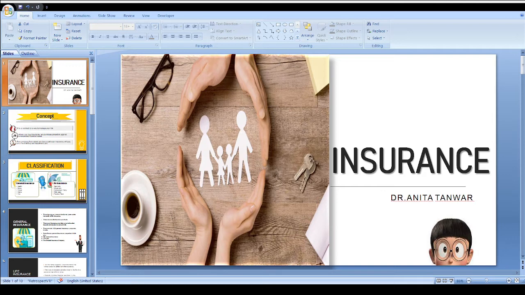So all of you know that the future is uncertain. What could happen in the near future we cannot determine. So to secure the future, people prefer to take insurance. So what is insurance? Insurance, you can say, is a means of protection from the financial loss that could occur in the near future.